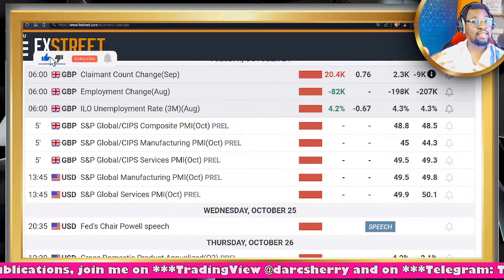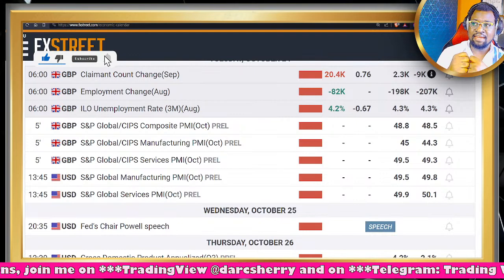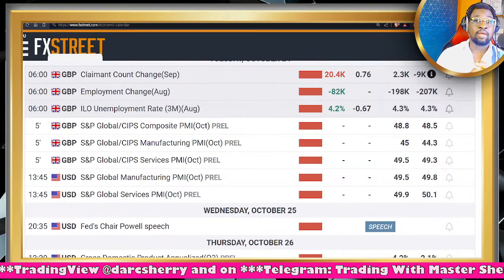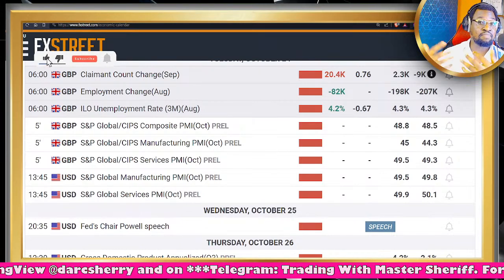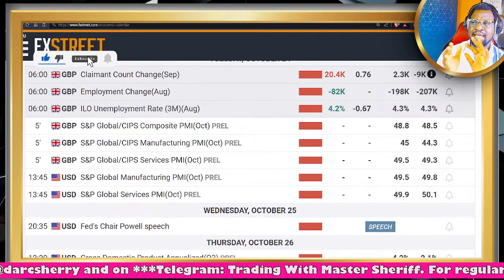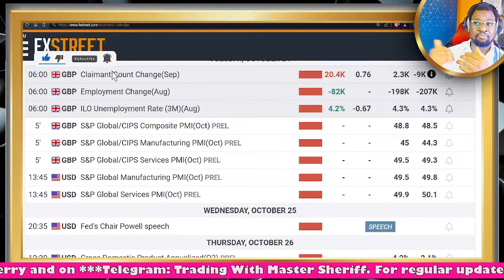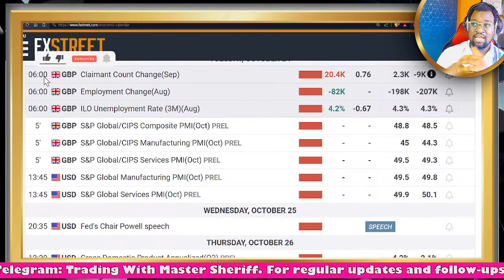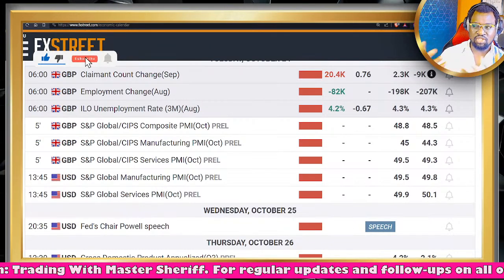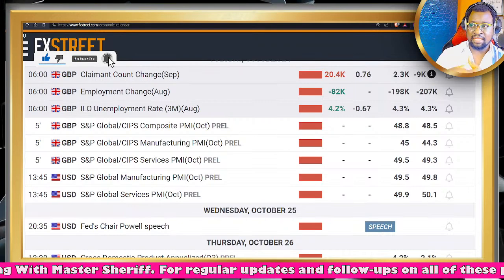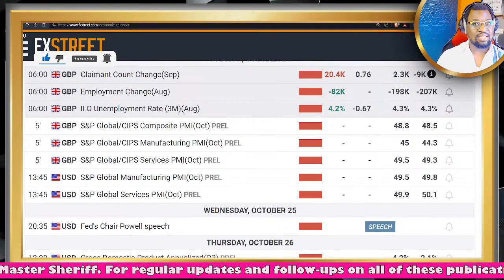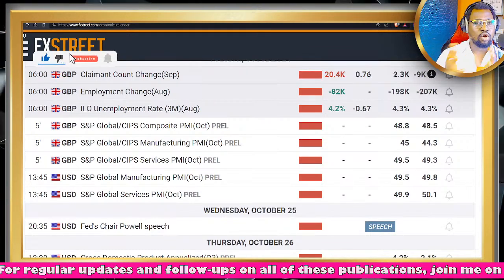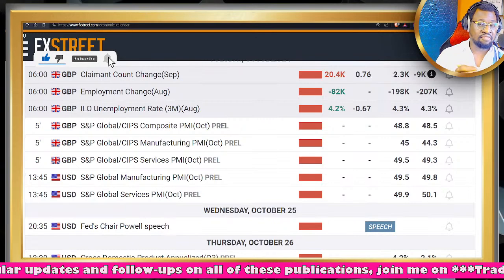So this is labor sector data, and from what we were able to see here, the employment change and the unemployment rate actually came in beyond expectations, but a little bit lower than the previous data for the unemployment rate. But the employment change came in at minus 82,000, which is a little bit higher than the previous data, giving us a sign that there's been an expansion in the labor sector of the United Kingdom, which is more or less very positive data.